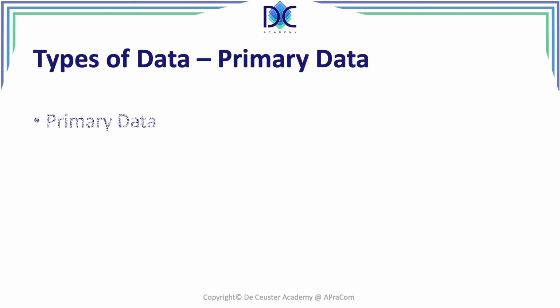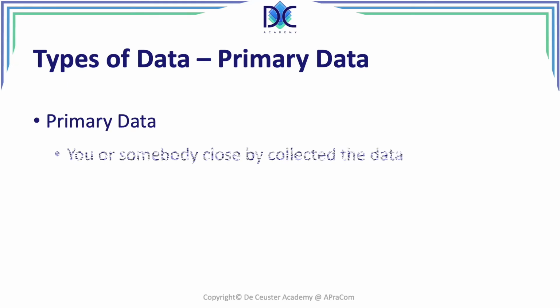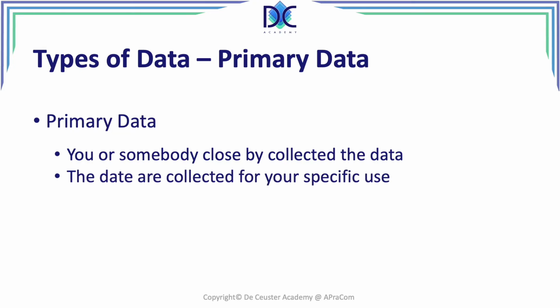We have what we call first the primary data. And primary data are the data that you or somebody close collected. So basically you're sending out the questionnaires yourself, you send it to the people, or somebody in your team is doing it. Basically these are the primary data. Now you collect these data for a specific use. This is very important because when you have primary data, you are in fact master of the data collection because you want to get results about something specific that you defined.